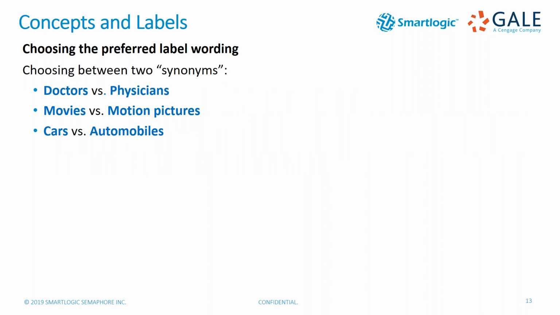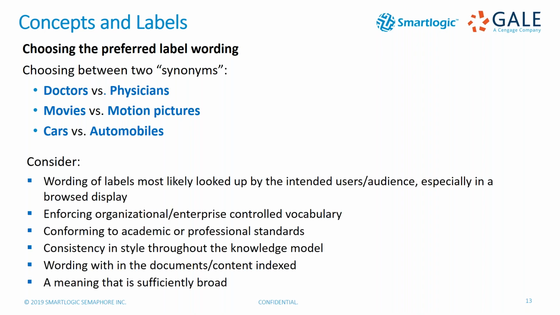Let's look at some specific examples and best practices. When you need to create concepts and labels, you have to decide what you're going to use for the preferred label. They're often synonyms such as doctors and physicians, or movies and motion pictures, cars or automobiles. So how do you decide what should be the preferred label? It's best to consider your users, your audience. What will they call it, most likely? And then there are other factors to consider, but that would be the first one.